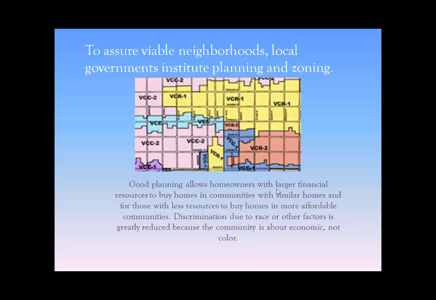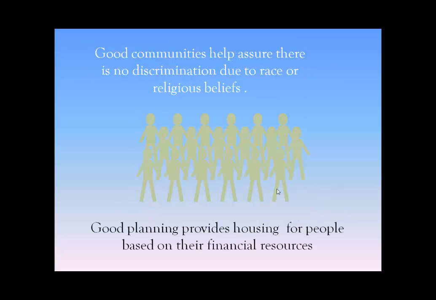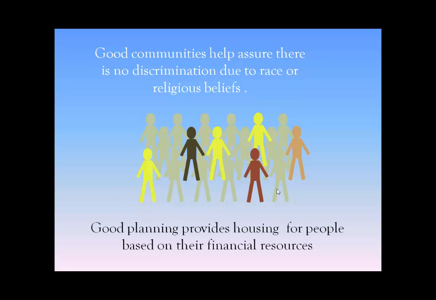Good planning allows homeowners with larger financial resources to buy homes in communities with similar homes, and for those with less resources to be able to buy homes in more affordable communities. Discrimination due to race or other factors is greatly reduced because the community is more about economic choices, not about race or religion. Discrimination is avoided.